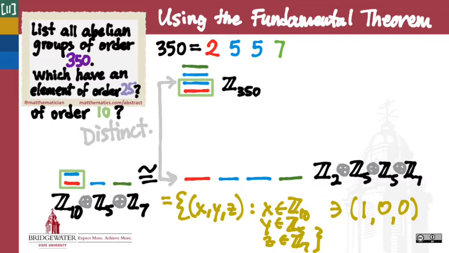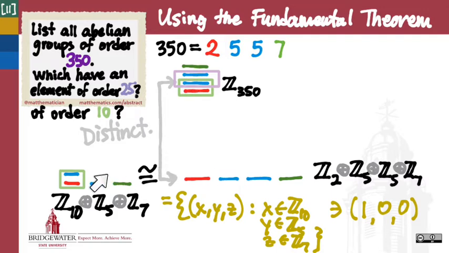What about elements of order 25? How does the game change? What would an element of order 25 look like in this game? So 25 here, represented by a stack of 2 blue chips together, 5 times 5, right? And Z350 has it. Because 25 is a divisor of the order of the cyclic factor, Z350, there exists an element of order 25 in Z350.